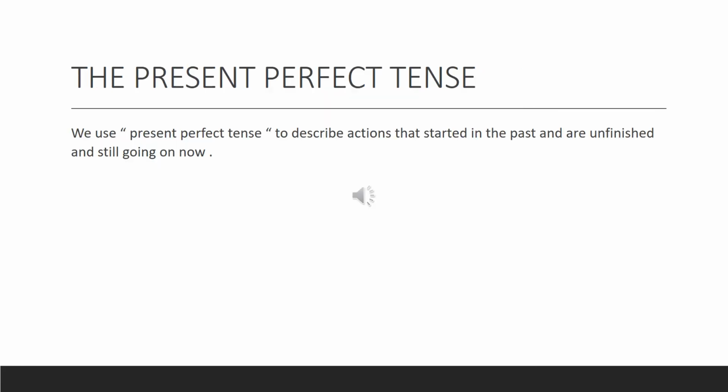And the last tense here is the present perfect tense. The present perfect tense is used to describe actions that started in the past and are unfinished and still going on now. Here it means that we already started the action in the past and it will be completed with us.